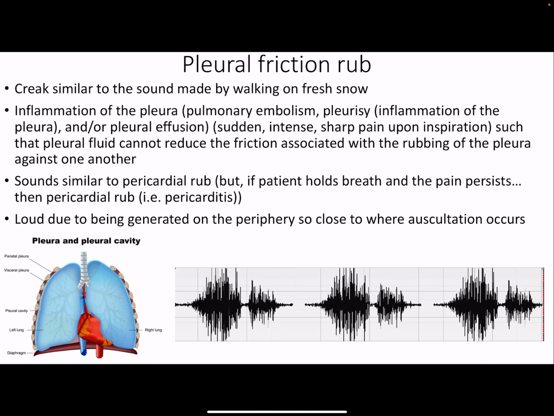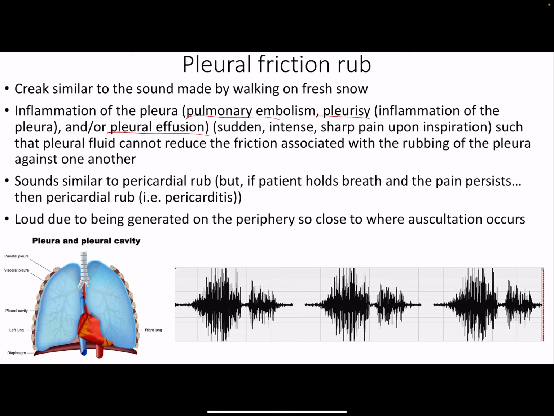Okay. And then pleural friction rub. This kind of sounds like the sound it makes when you walk on fresh snow. A couple different things can cause this: pulmonary embolism, pleurisy, which is really inflammation of the pleura, and pleural effusion. It's going to be a really sudden, intense, sharp pain, specifically upon inspiration.